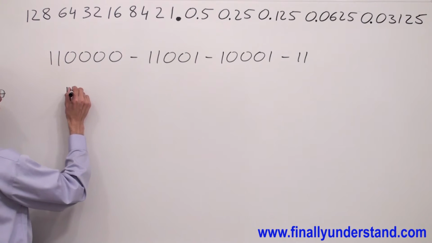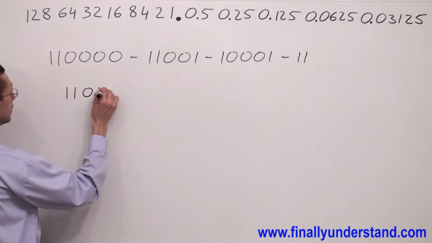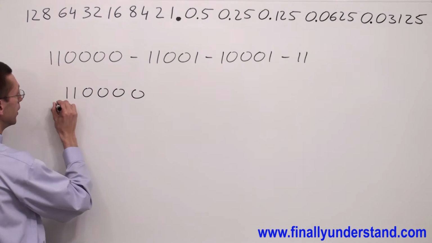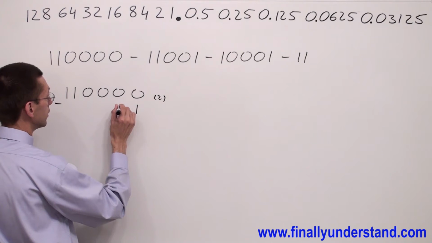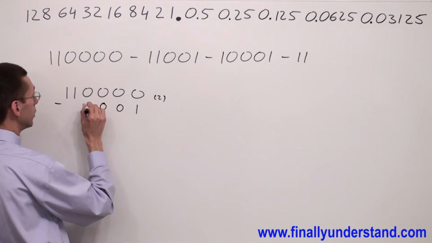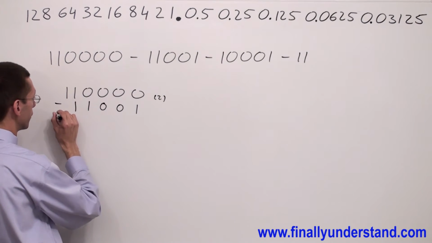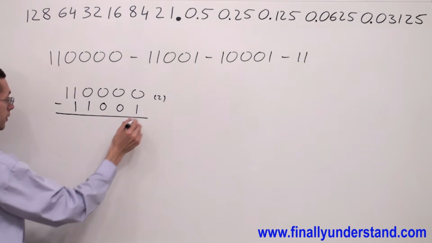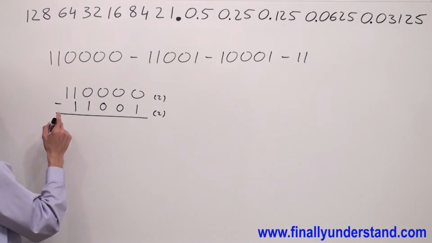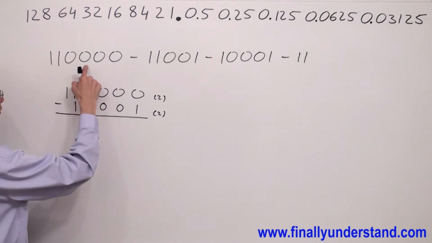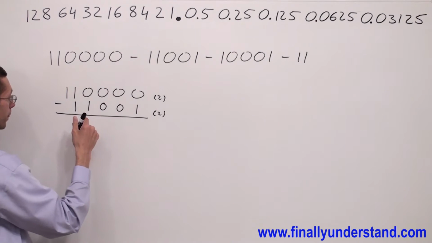We have 1, 1, 0, 0, 0, 0 minus 1, 0, 0, 1, 1. And of course, this is base 2. So, one step at a time, subtract these two numbers first.